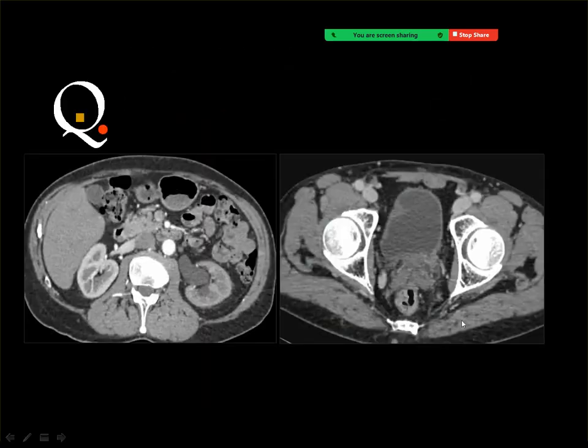Next case is a CT scan of the abdomen at the level of the kidney and another one at the level of the urinary bladder.